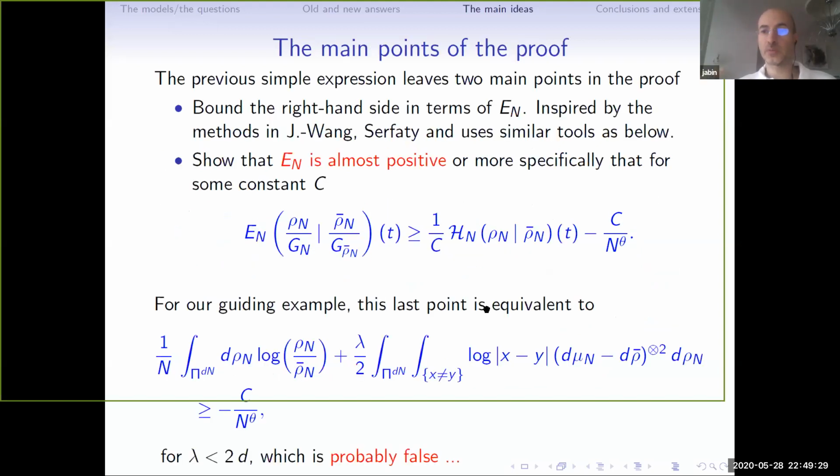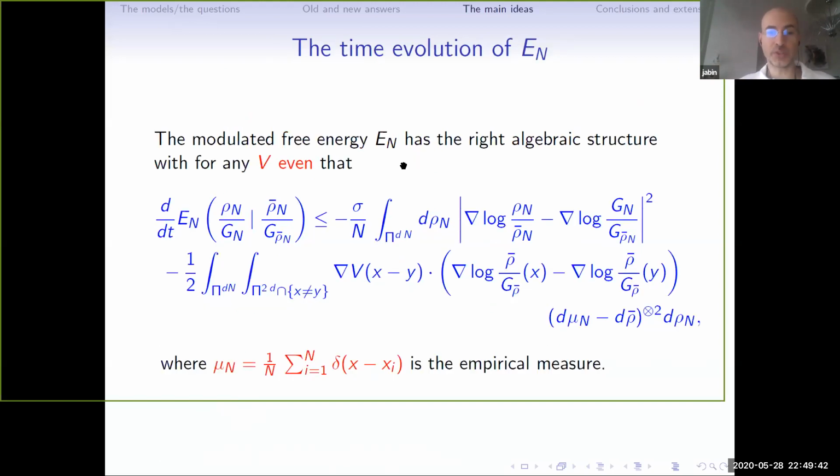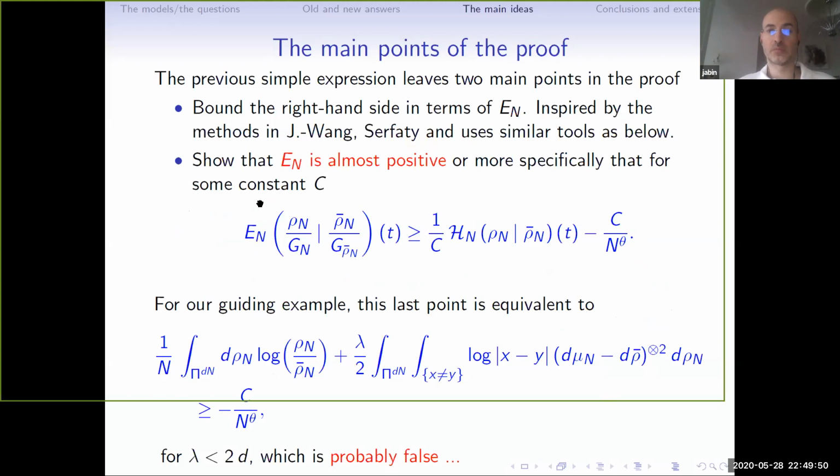All right, so what do you want to go from there? Well, there are two things you want to do. Basically, what you want is to build a Gronwall estimator on that. I need to do two things. I need to control the right-hand side in terms of the left-hand side. So I need to bound the right-hand side in terms of En. This is actually easy. It's easy because if you combine what we did before with Zenfu and what Serfati did, then you have the answer.